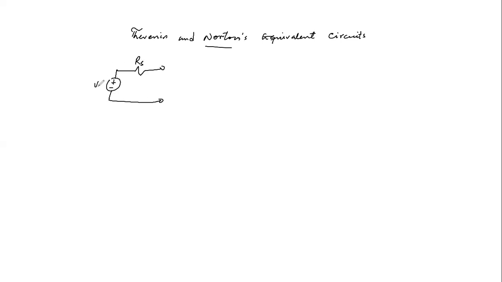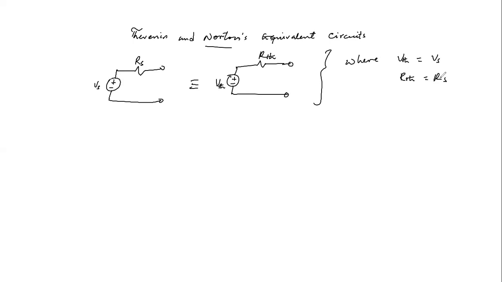Except for the practical voltage source, we have the voltage source connected in series with the internal resistance. And here we want to establish that this is equivalent to a voltage source defined by the Thevenin voltage connected in series with a resistor defined as the Thevenin resistance. In this case, the Thevenin voltage is the same as the source voltage, and the Thevenin resistance is the same as the source resistance. This is for the Thevenin.